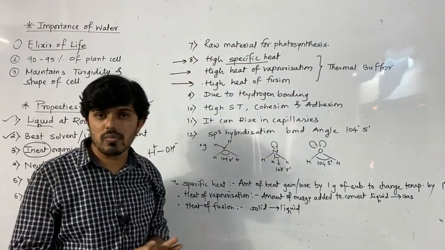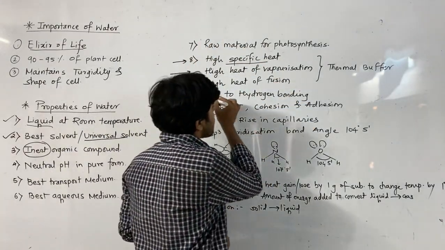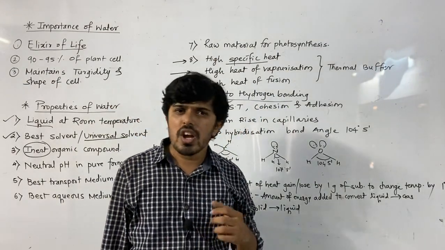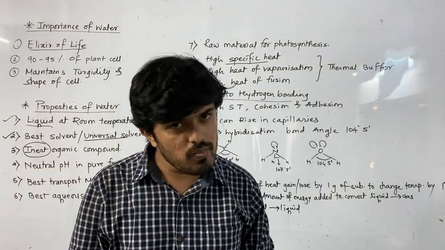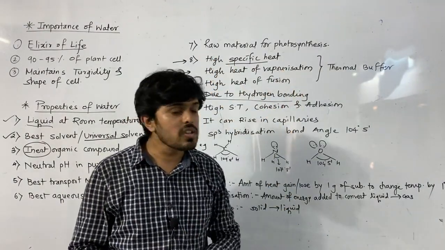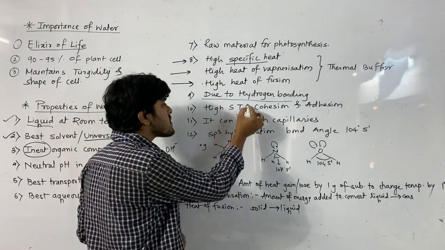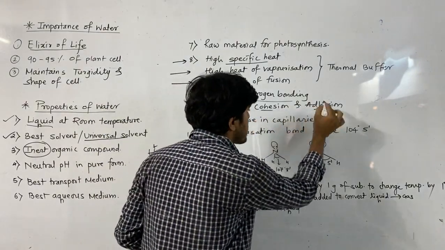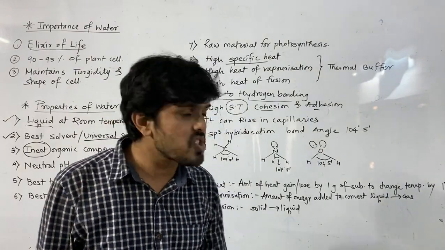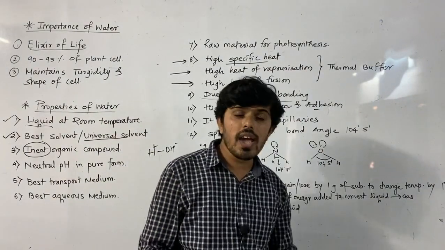This is a very important point. If you see, water has hydrogen bonding. Because of the lone pair of electrons of oxygen, it shows intermolecular hydrogen bonding. It is one of the characters which we are going to discuss in detail in chemistry. Water has high surface tension. It shows cohesion and adhesion.